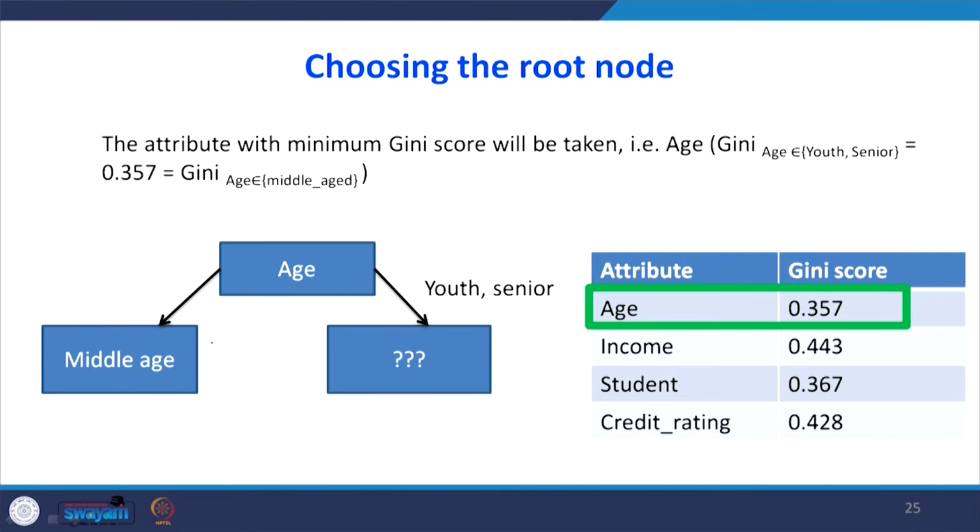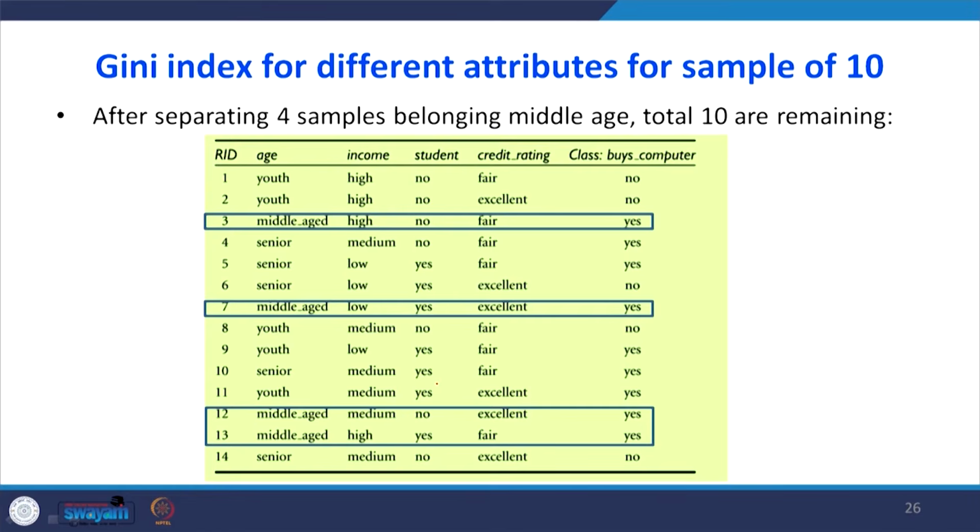When you go for age, there are 3 levels, middle age, youth and senior. When you look at middle age, all people have answered yes for buying computers, with that we can stop it. Now there are youth and senior, then we have to continue, which attribute has to be chosen here. Since all the middle age people have answered yes, see that middle age is yes, yes, yes.